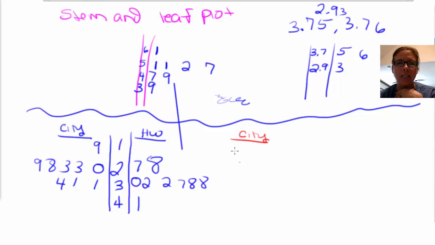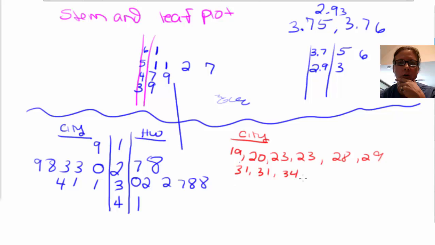So city would be 19. See, I got the 1 and the 9. And then there would be 20 and then 23. There's two 23s. There's a 28, a 29, okay, because the city's over here to the left. And then there's a 31, a 31, and a 34. And then there's not a 40. Okay, we just leave it. It's just a 4 over here.